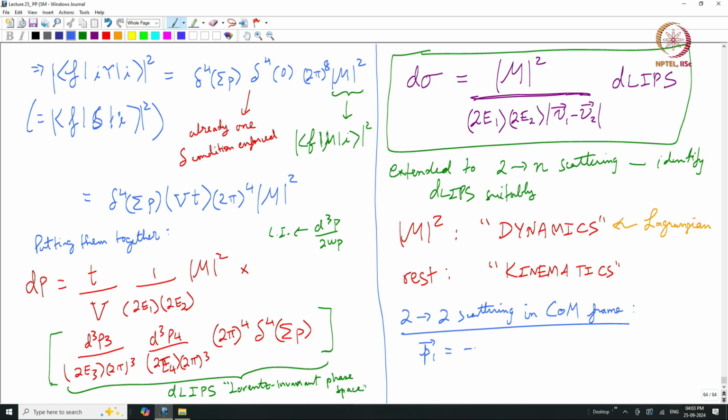What does that mean? It just means P1 equals minus P2, and necessarily that means P3 is minus P4. Okay. And because they are the same in magnitude, I can define some final state momentum that I am going to call Pf, nothing but the magnitude of this final state momentum for each particle.